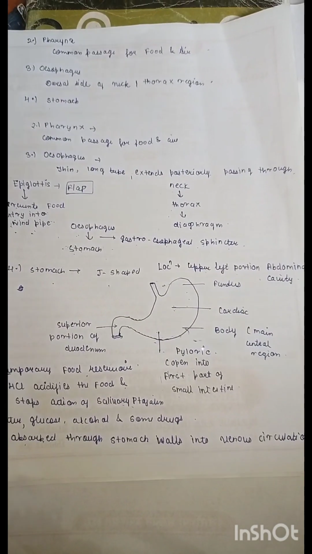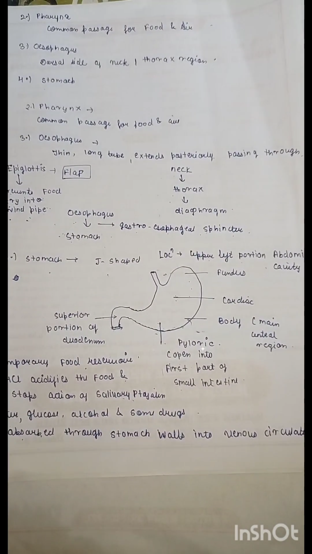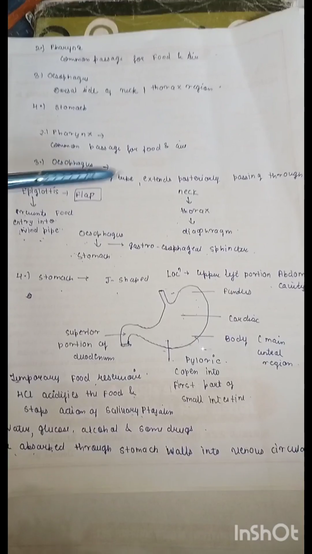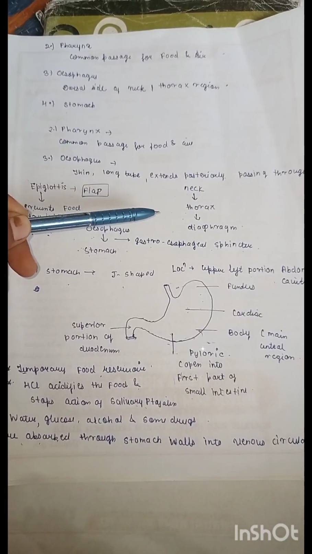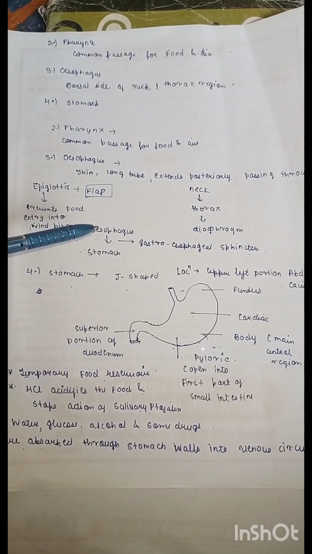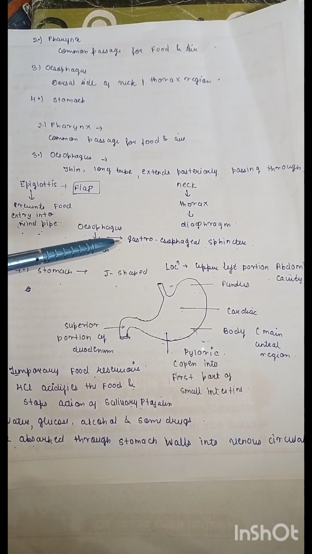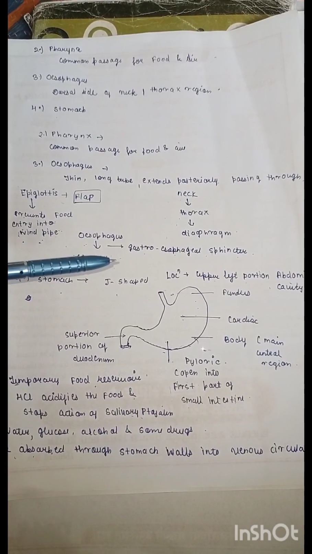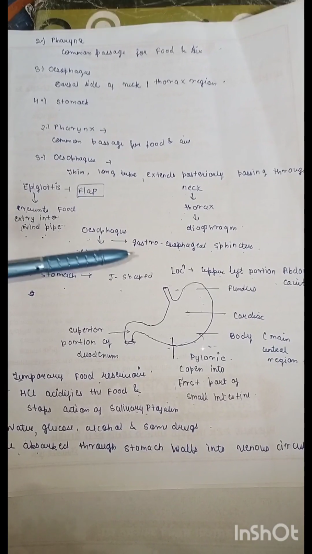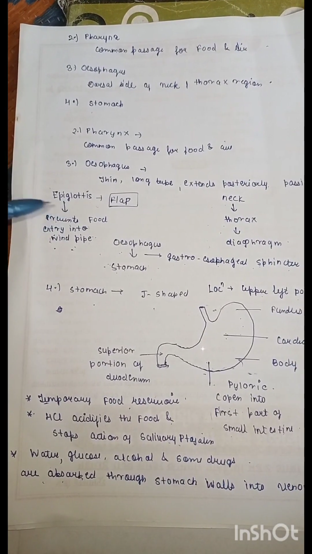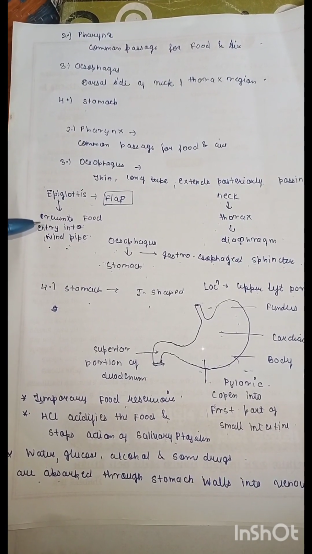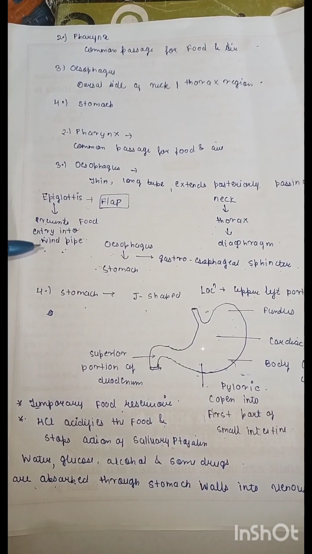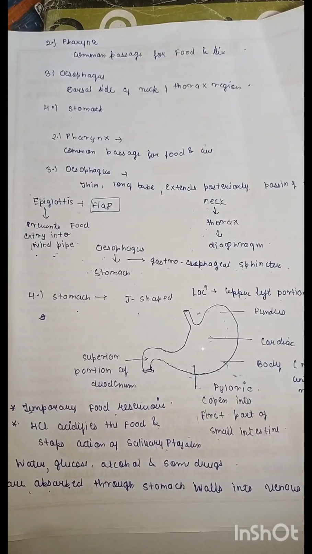Pharynx is the second part of the digestive system. As I have mentioned earlier, it is a common passage for food and air. Then we have the esophagus. It is a thin long tube which passes from the neck through the thorax and diaphragm. Between the esophagus and the stomach, there is the gastroesophageal sphincter. When the food has to pass from the esophagus to the stomach, this sphincter opens, allowing the passage of food. We have the epiglottis, which is a flap-like structure. It prevents the entry of food into the windpipe. When we eat, the epiglottis covers the windpipe, preventing the entry of food into it.